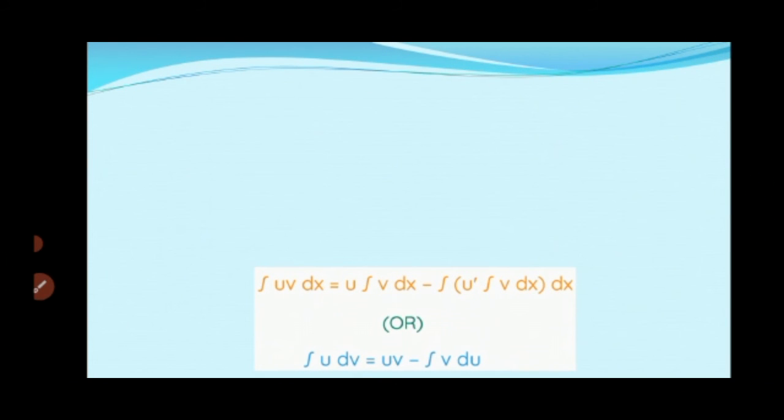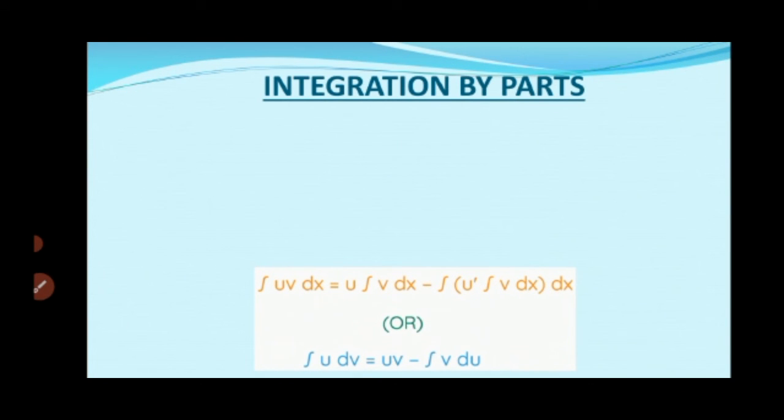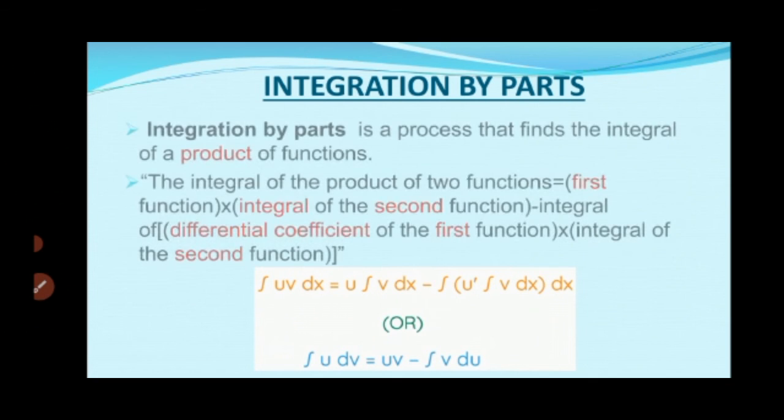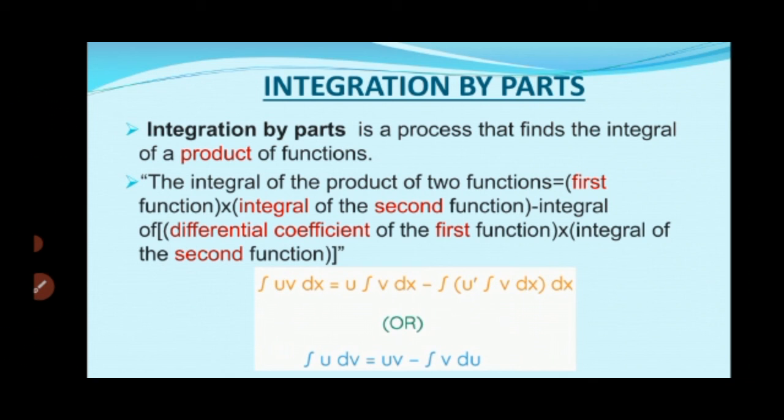Now let us go further. The next part is integration by parts. If there are two functions in the form of a product, this is the process that finds the integration of a product of functions. So the integral of the product of two functions is equal to the first function into the integral of the second function, minus the integral of the differential coefficient of the first function into the integral of the second function. So very easily you can memorize this formula.